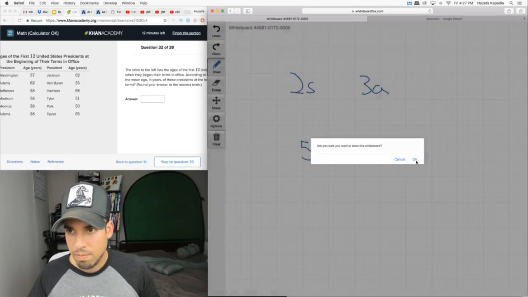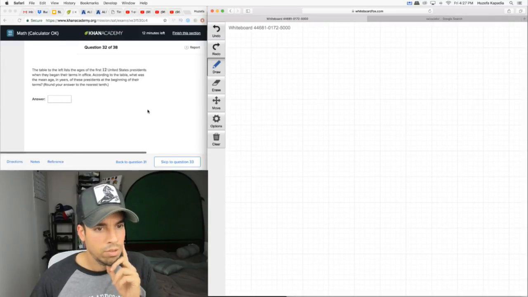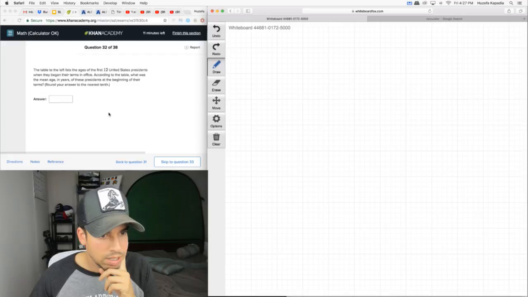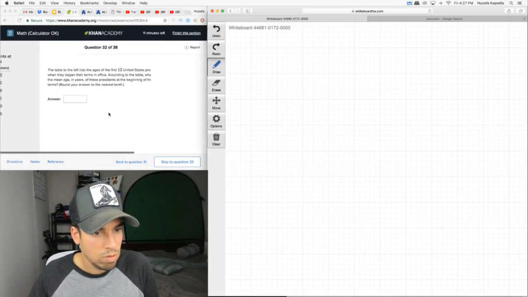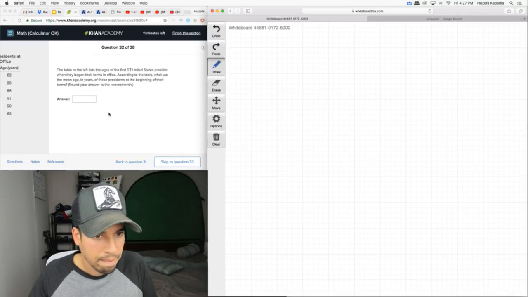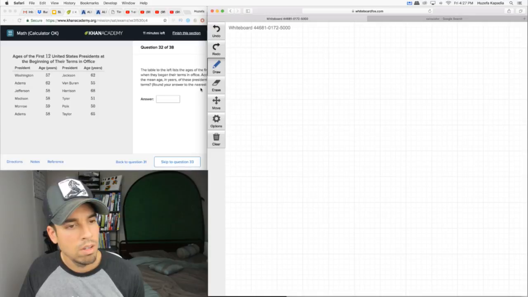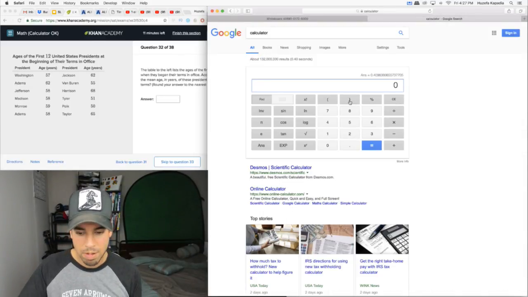Okay. The table to the left lists the ages of the first 12 United States presidents when they began their terms in office. According to the table, what was the mean age in years of these presidents at the beginning of their terms? Okay. So we're just adding them up and dividing by 12.